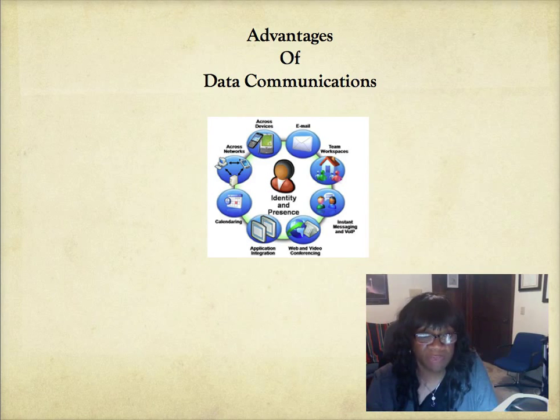The fourth advantage of data communications is that it provides a voice for those who normally would not speak up for themselves. Face-to-face communications sometimes tend to be difficult for some people. So the use of data communications can help them communicate effectively without having to face the fear of a face-to-face interaction.